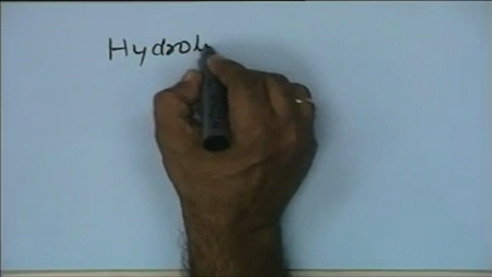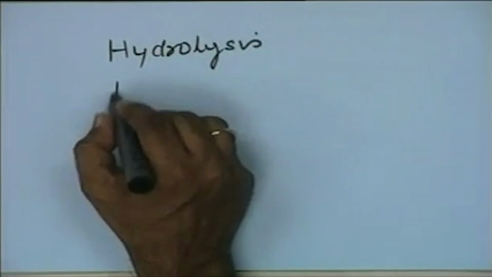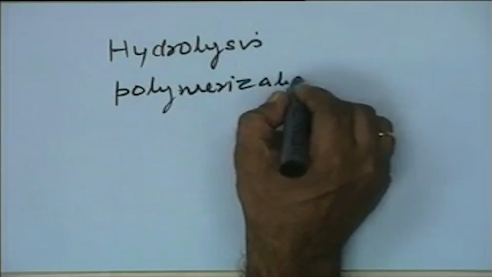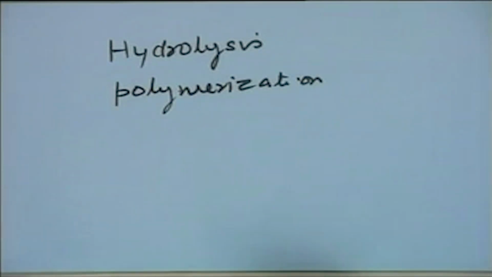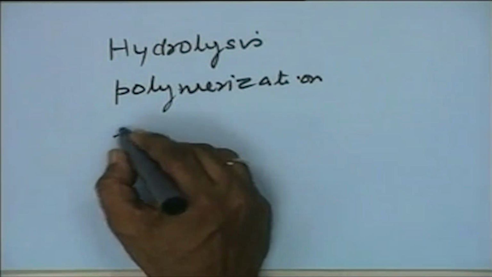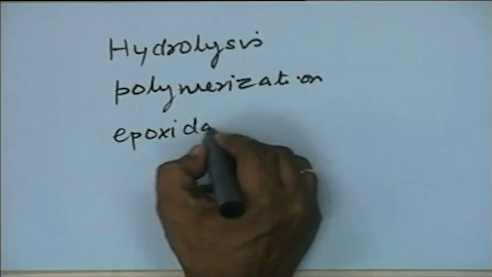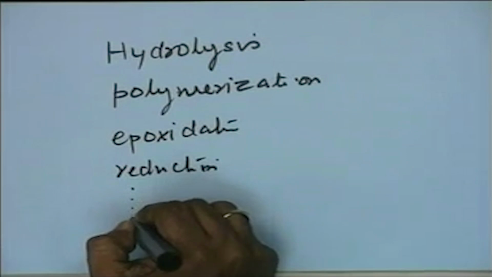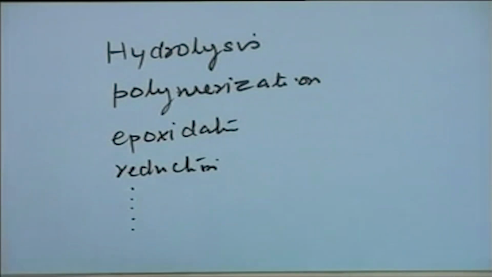They can range from hydrolysis, polymerization. We are all familiar with how the different components or molecules, intermediates in a living cell are synthesized. They all take place through a series of chemical reactions. Now, these chemical reactions could be hydrolysis, could be polymerization, could be epoxidation, could be reduction, and so on.